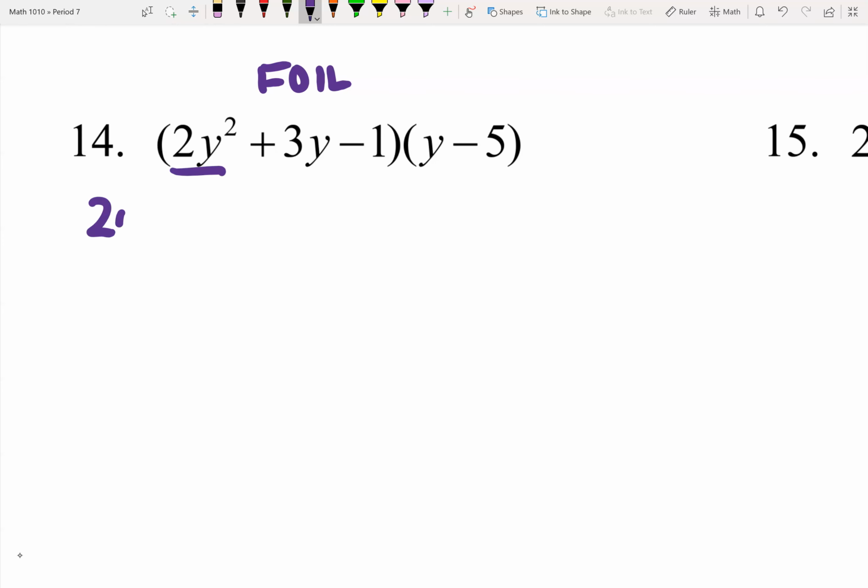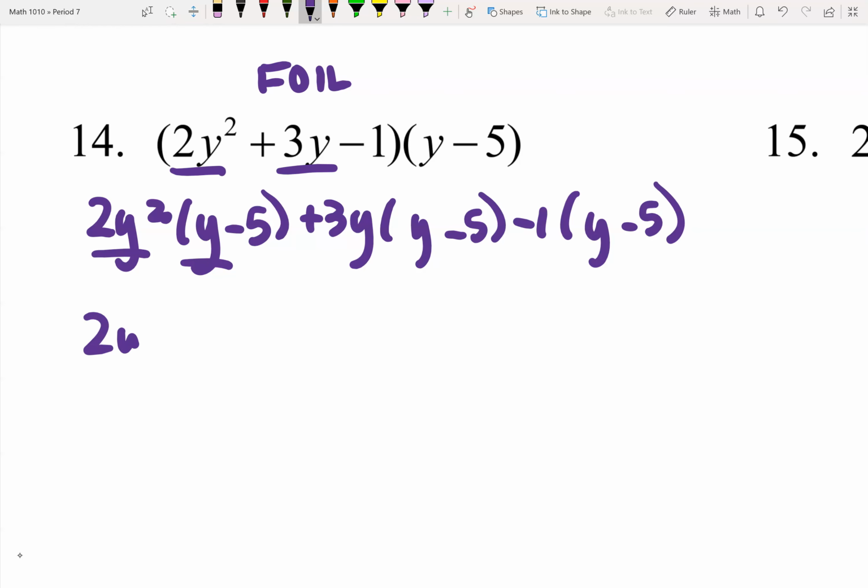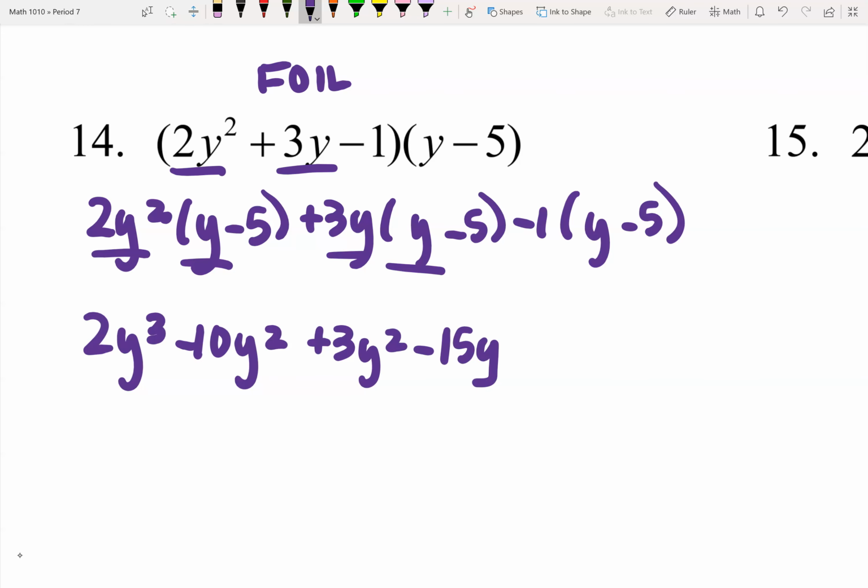You take this guy, 2y to the second, and you multiply it by the entire second parenthesis. Then do the next one. Take the plus 3y, multiply it by the entire second parenthesis. Do the third one, make sure you're writing with me. Do the third one, multiply it by the whole second parenthesis. Now I'm going to distribute, distribute, distribute. So 2y to the second times y is 2y to the third. 2y to the second times negative 5 is negative 10y squared. 3y times y is 3y to the second. 3y times negative 5 is negative 15y.